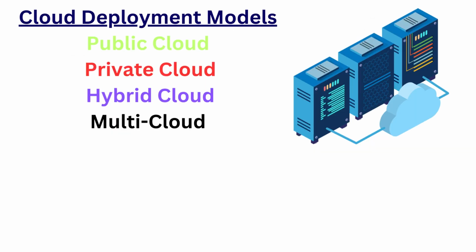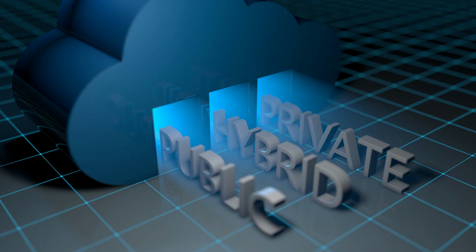All right, so now let's move on to the cloud deployment models. Now that we have covered service models, let's dive into the deployment models. Cloud deployment is like choosing where to put your stuff. Imagine you have different options for storing your belongings. You can keep them at home, which is private, in a shared storage facility, which is public, or a bit of both, private and public, which is called hybrid.